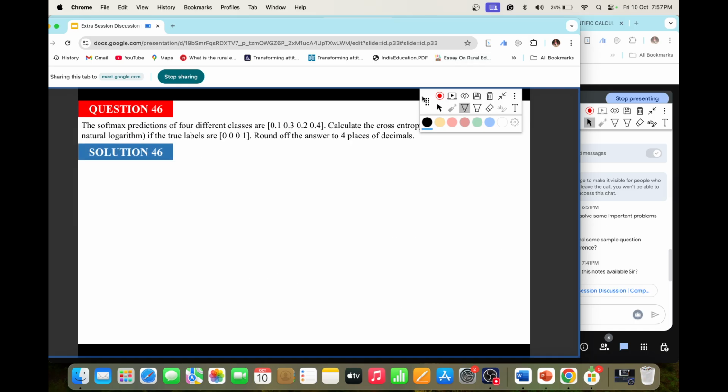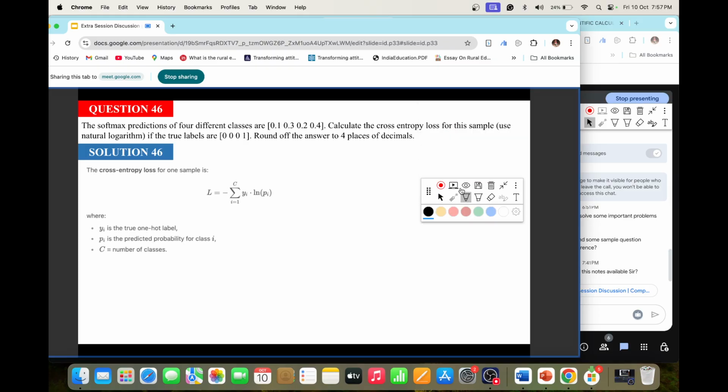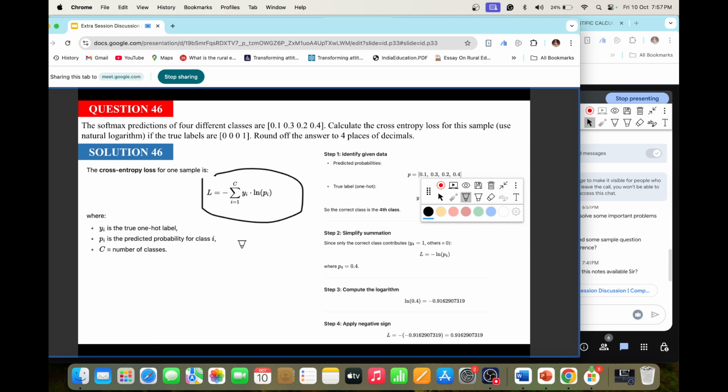And softmax prediction, again a simple formula for this softmax prediction. Just memorize this and you will get the answer. Just put y1, y2, y3, y4, p1, p2, p3, p4, everything is given. This is the y and this is the p. Just put in the formula and you will get the answers. Very simple, you just have to keep this formula in mind.